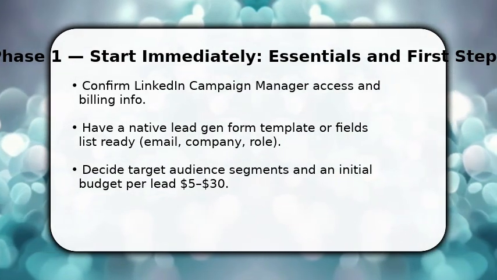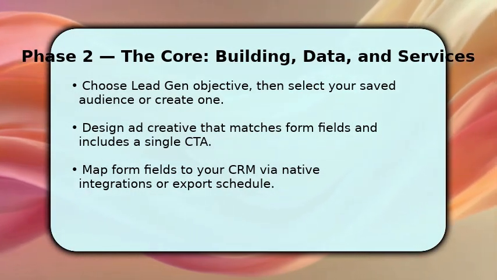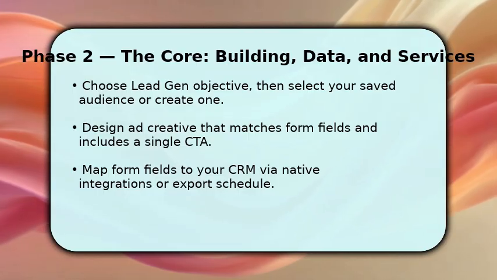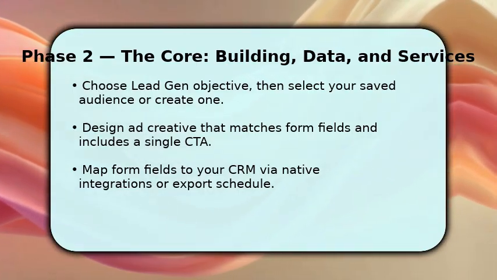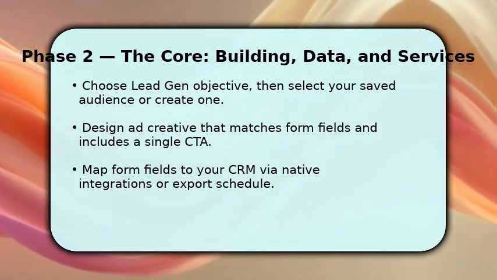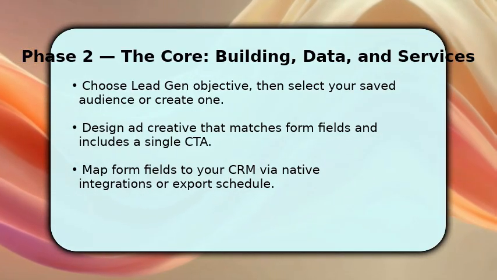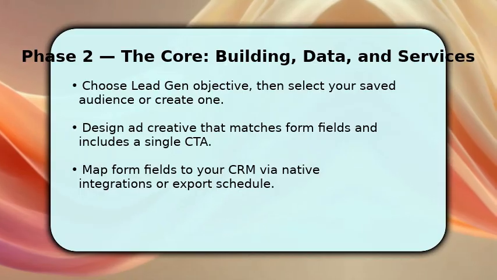Pick lead gen as the objective, then select or build an audience aligned with your ICP. After that, design ad creative with a single clear CTA that promises what the form delivers. This reduces drop-off. Make sure the form fields match your CRM schema and set up native integrations, Zapier, HubSpot, or direct, so leads flow automatically.